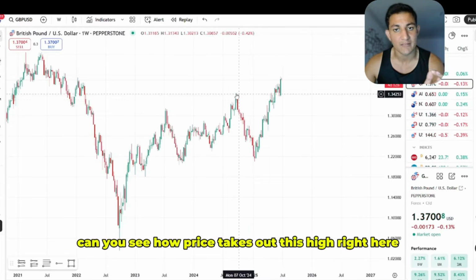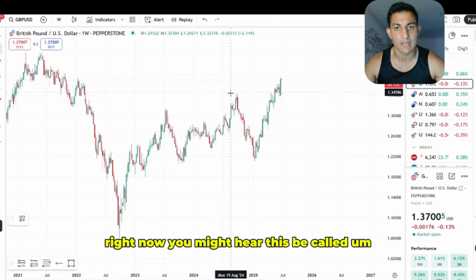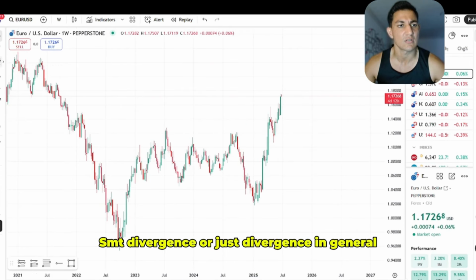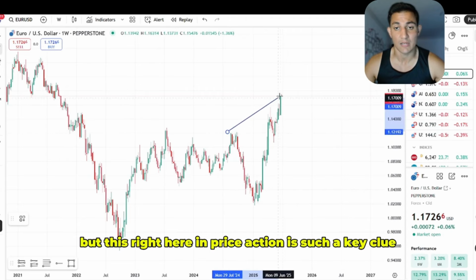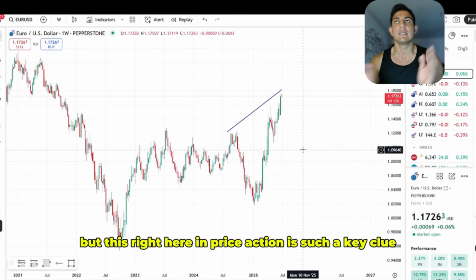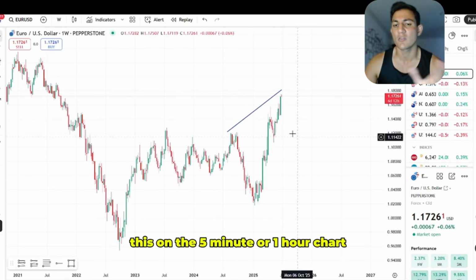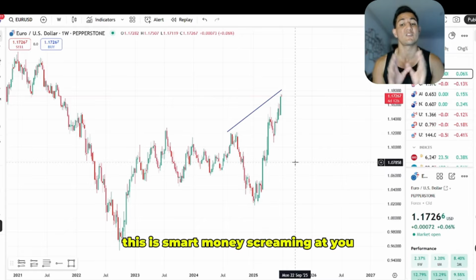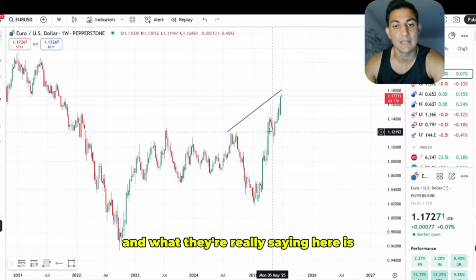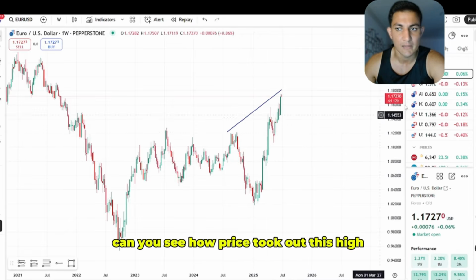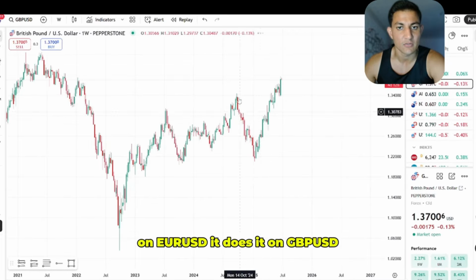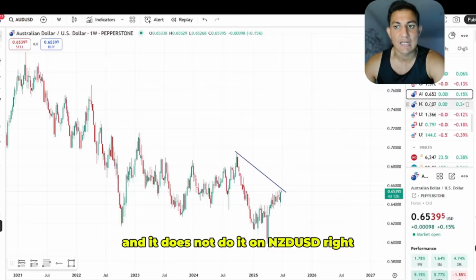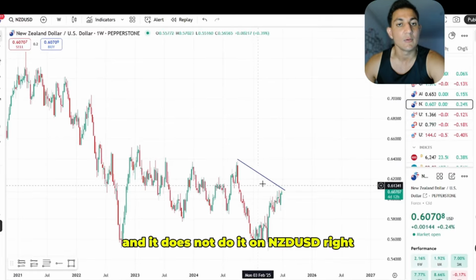Can you see how price takes out this high right here, right? Now you might hear this be called SMT Divergence, or just divergence in general. The name does not matter, but this right here in price action is such a key clue on the weekly chart, right? This on the 5-minute or 1-hour chart does not matter, but on the weekly chart, this is smart money screaming at you. And what they're really saying here is, can you see how price took out this high on EURUSD? It does it on GBPUSD. It does not do it on AUDUSD, and it does not do it on NZDUSD, right?